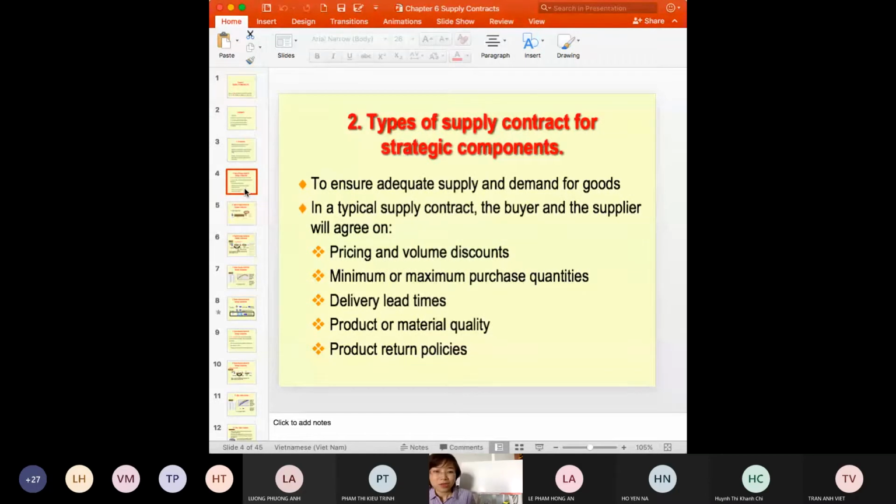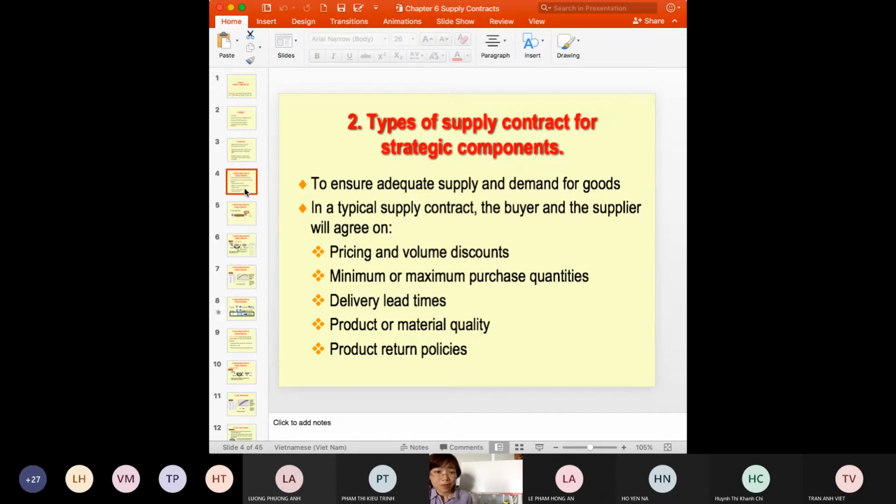For the strategic component, we have many types of supply contracts. But the main purpose of the strategic component is to make sure that we have enough supply and demand. The supplier can supply enough of the order from the buyer, and the buyer must receive the number of products they order from the supplier. Okay.